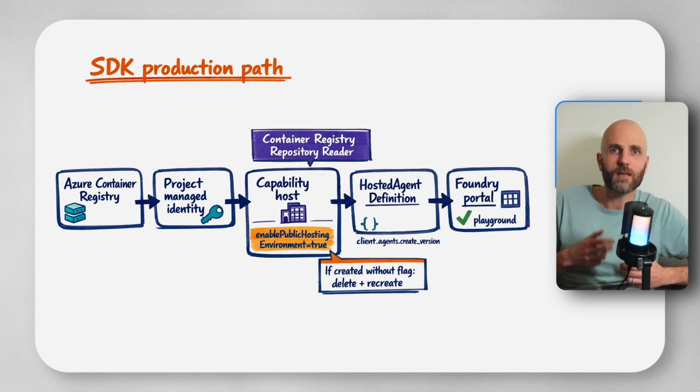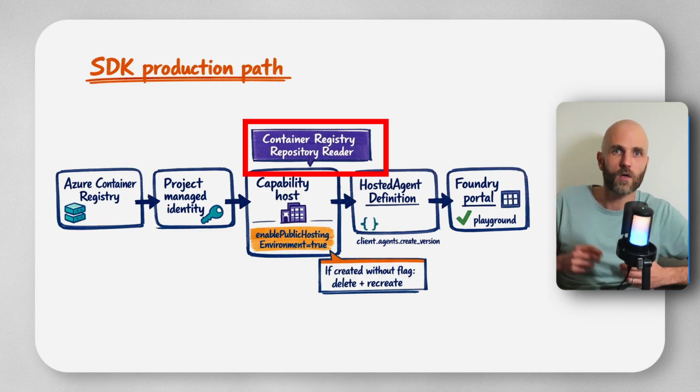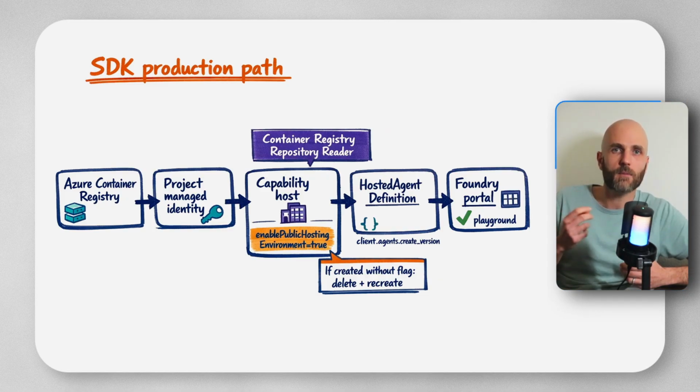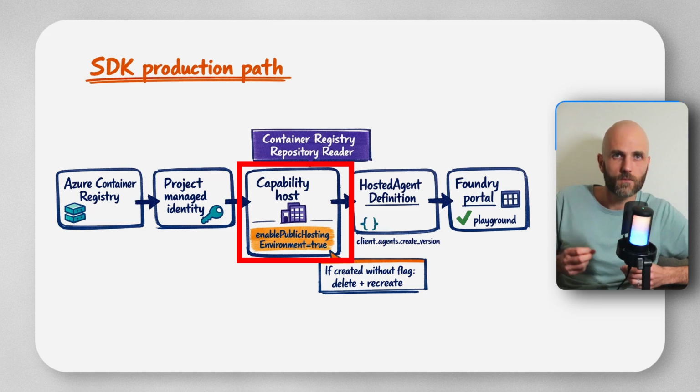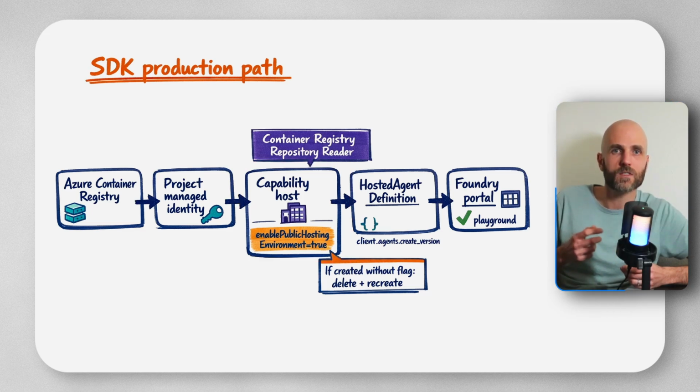Here I push my Docker image to Azure Container Registry myself, then I have to make sure Foundry can pull it. The key permission is I give the Foundry project managed identity the Container Registry Repository Reader role on that repository. Then I need a capability host. This is an account level setup that enables hosted agent infrastructure on my Foundry account. It's a one-time setup, but there is an important detail. When I create it, enable public hosting environment has to be true. If I already created a capability host without that flag, I have to delete it and recreate it.